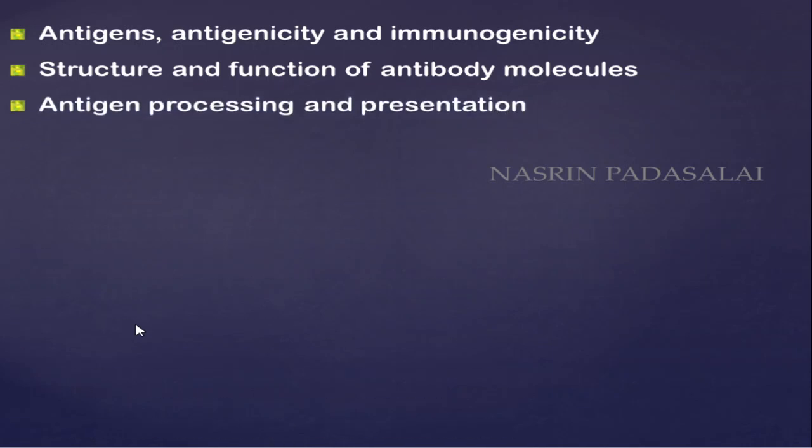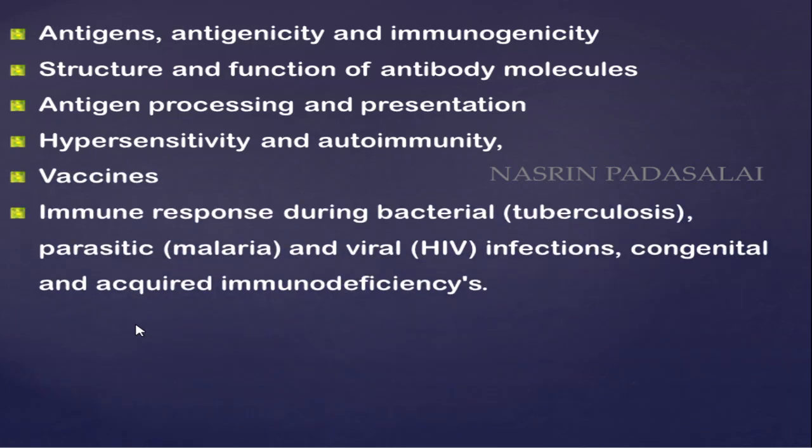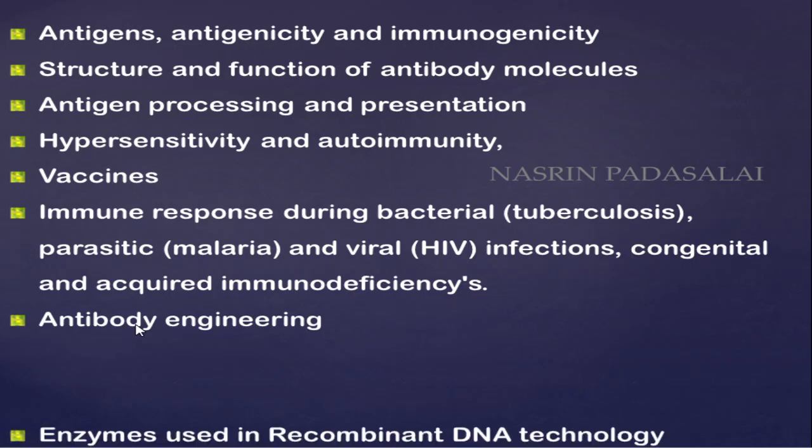You need to know that. Next is antigen processing and presentation. Next is hypersensitivity reaction and autoimmune diseases. Next is vaccines. Next is immune response to bacterial diseases, parasitic diseases, viral diseases, congenital diseases, and acquired immunodeficiency. Next, you need to study about chimeric antibody, humanized antibody, human antibody, that is antibody engineering.